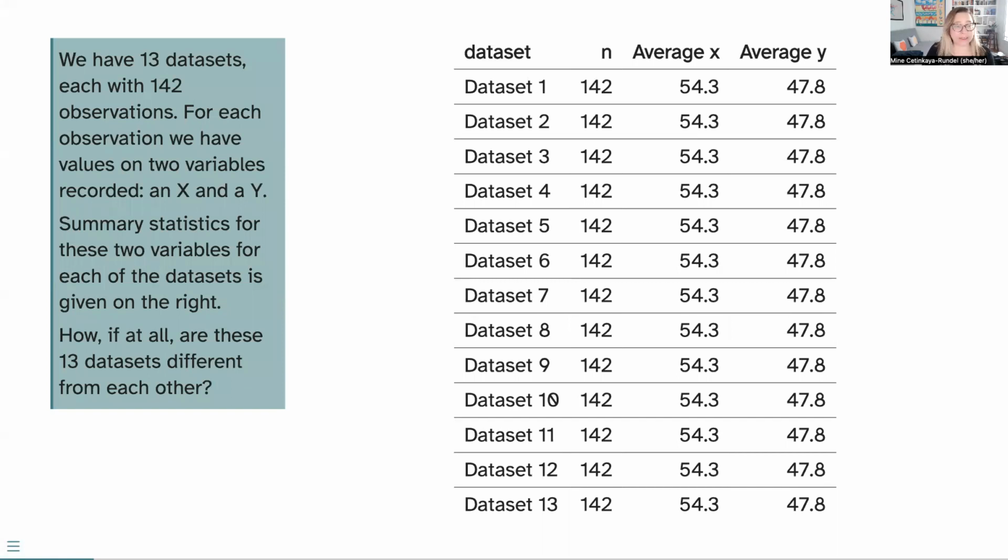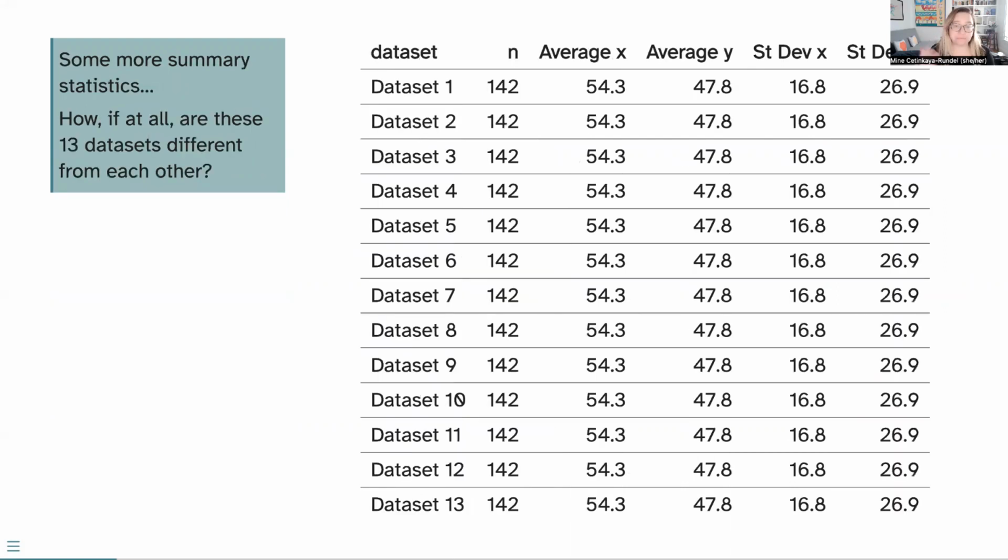Here we have 13 data sets, each with 142 observations. So each row here represents a data set. And for each observation, for each data set, we have two variables, an X and a Y. In this summary table, for each of these 13 data sets, we have calculated the average X and the average Y value. If you quickly glance up and down the slide, you'll see that these are exactly the same. Same number of observations, same average for X's, and same average for Y's.